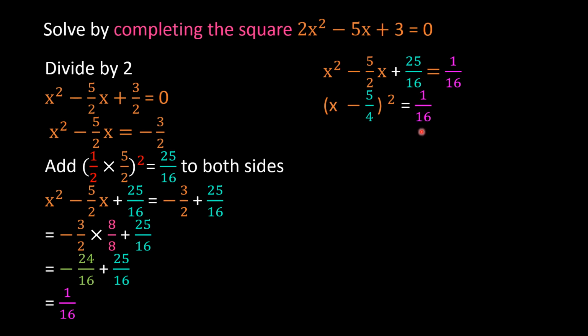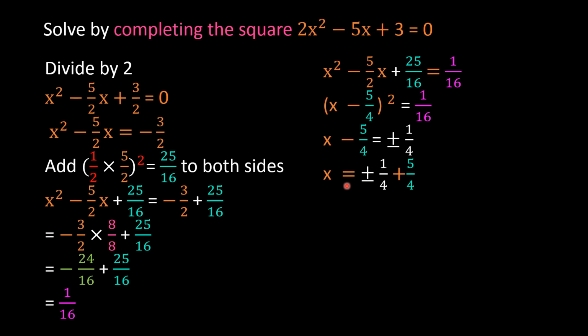Now we will take square root on both the sides. So we get x minus 5 divided by 4 equals plus minus 1 divided by 4. Here the square root is plus and minus because we know that every real number has two square roots. One is positive, the other one is negative. Now we will take this minus 5 divided by 4 to the right hand side.